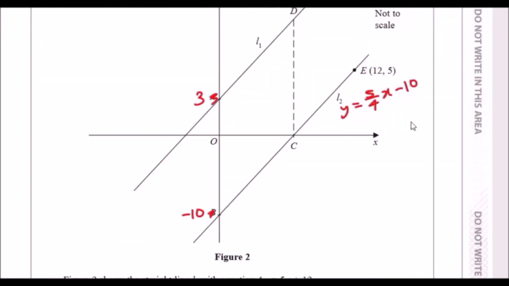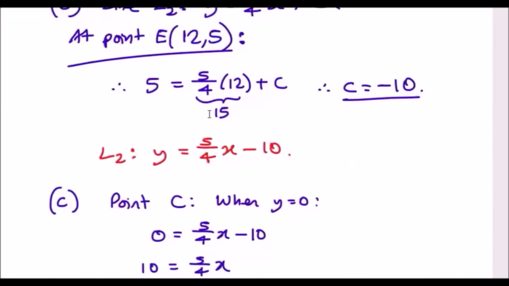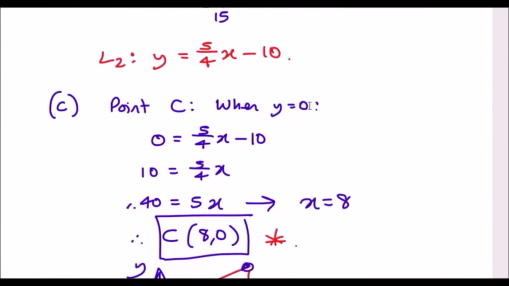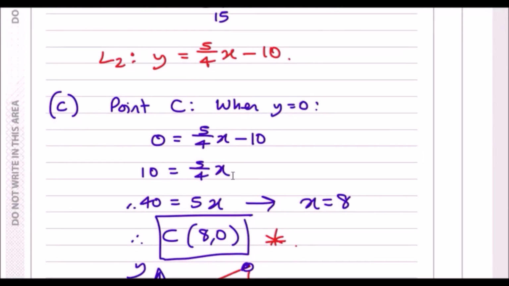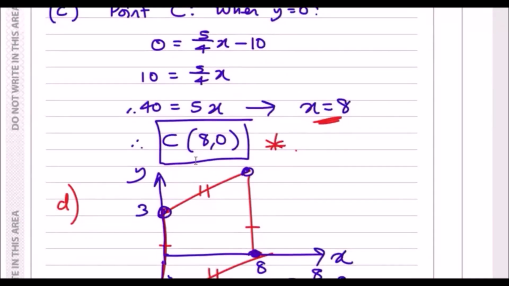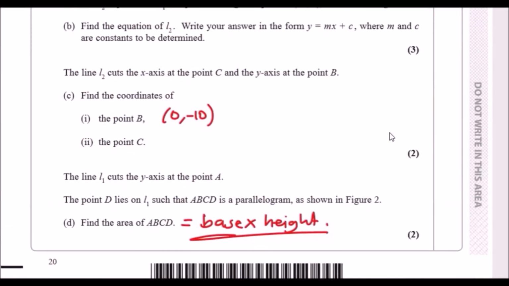As for C, when it hits the x-axis, this means that the y coordinate is 0, because it literally hasn't moved up or down. So it's still on the line. So y is 0. When y is 0, you just plug it in here and solve for x. So I did that here as well. At point C, when y is 0, plug in 0 and solve for x. So plus 10 across, times 4, and then divide by 5, you should get x equals 8. So the x coordinate is 8 when y is 0, so the coordinate is 8, 0. And that's it. So you put 8 and 0.